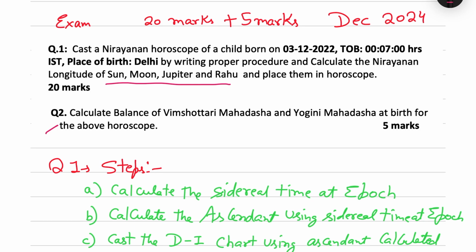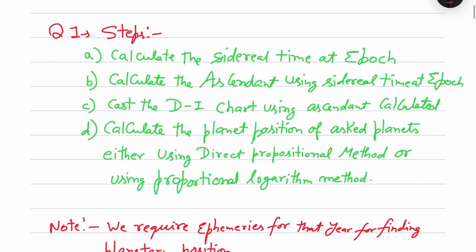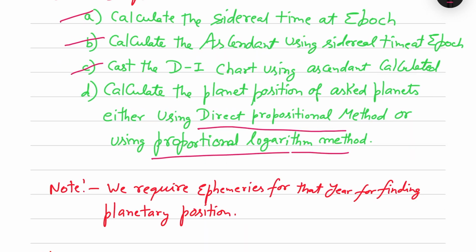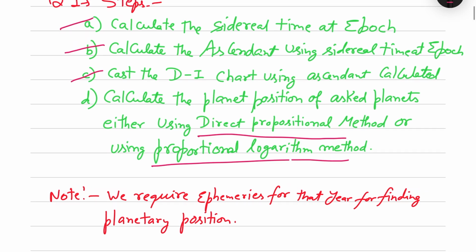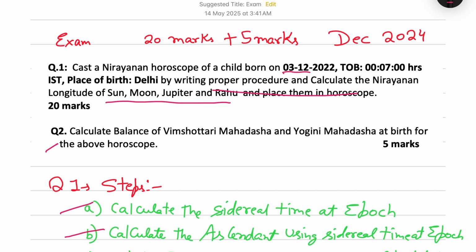Since we have to write the proper procedure for calculating the D1 chart and then the placement of planets, I have written the steps used to solve. First, we calculate the sidereal time of epoch at the time of birth. Based on that, we calculate the ascendant using the sidereal time at epoch. Knowing the ascendant, we will cast the D1 chart and calculate the positions using the direct proportional method. Another method is the proportional logarithm method. We require the ephemeris for the year for which we have to find the planetary positions. Here the date of birth is in 2022, so I will use the 2022 ephemeris.